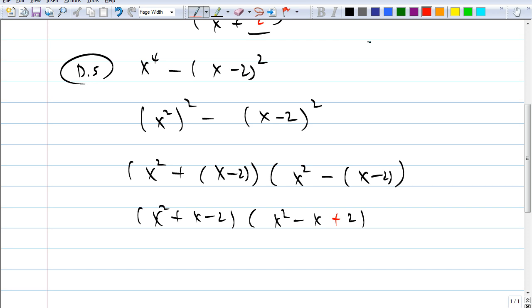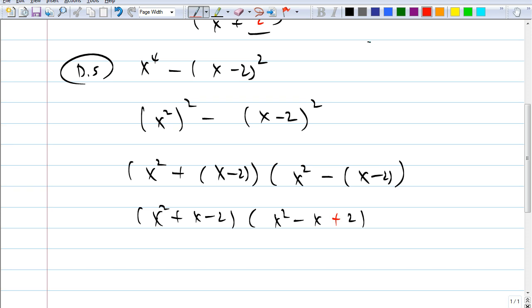Not quite. Why not? Because look what's inside the parentheses. Oh, there. Well, you have a trinomial. You should always check and see if you could factor those trinomials, right? Do you see what I'm trying to say?